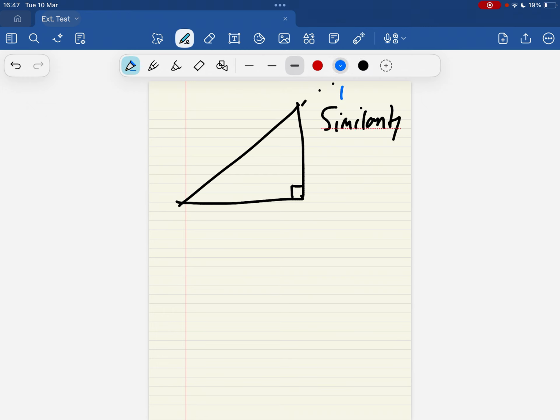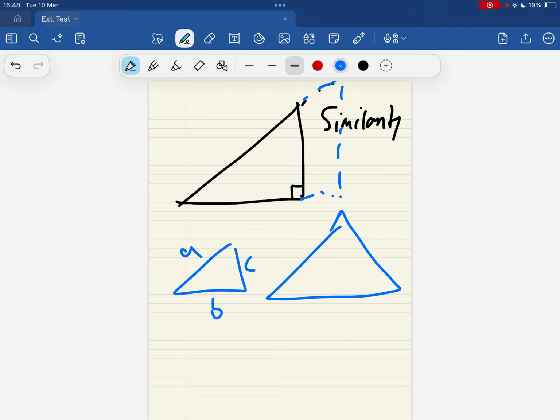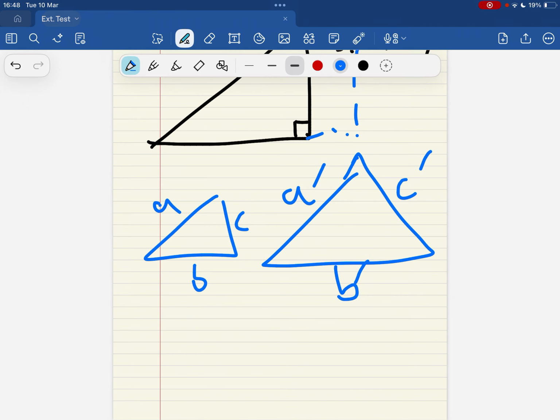So let's say the small triangle has sides A, B, and C. The bigger triangle, if you scale it up, let's say you scaled this triangle, it's so big. The next triangle becomes A prime, B prime, and C prime. Then, according to AA similarity, which means if you have two angles that are equal in these two triangles, we have A over A prime is equal to B over B prime equals C over C prime. This is called the scale factor. And trig is all about the scale factor.